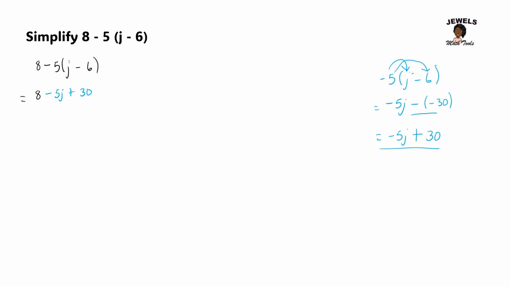And now to collect our like terms, we have an 8 that's a constant as well as a 30. And both of these numbers are positive, so 8 plus 30 will equal 38. And we'll return our -5j back to our expression. Okay, so there you have it. We just simplified two expressions when we're working with negative numbers.